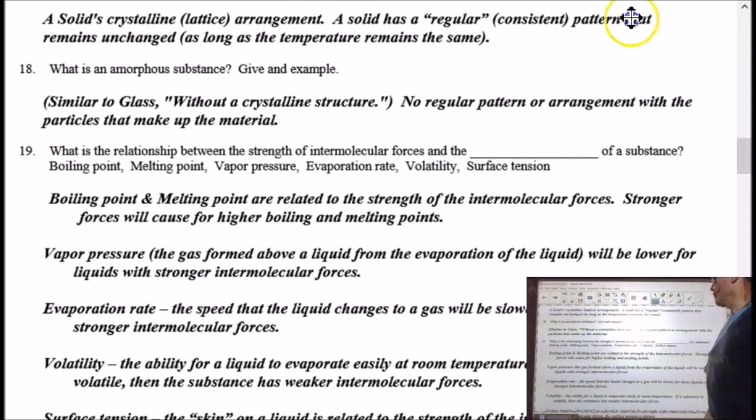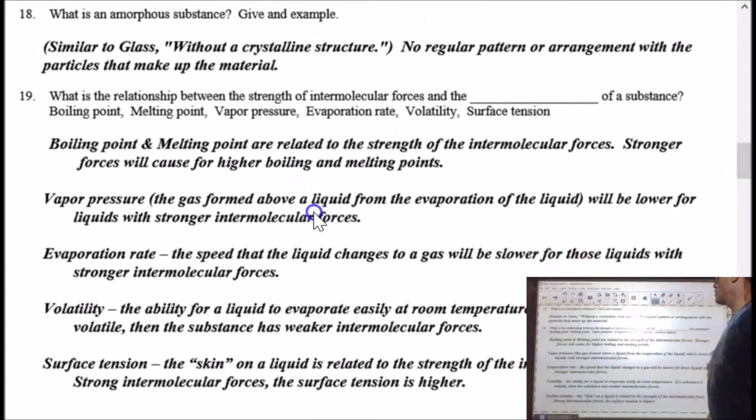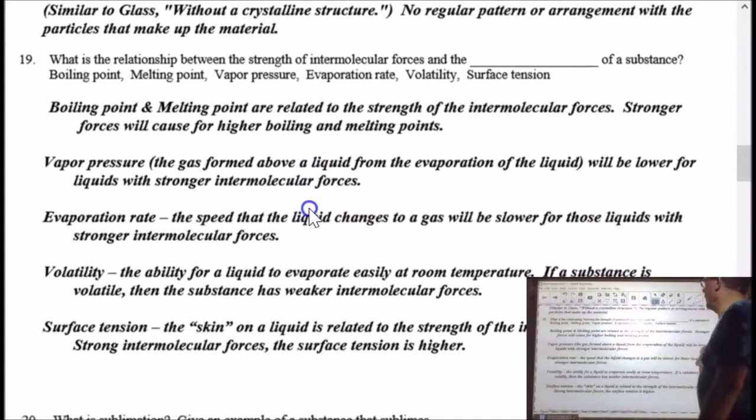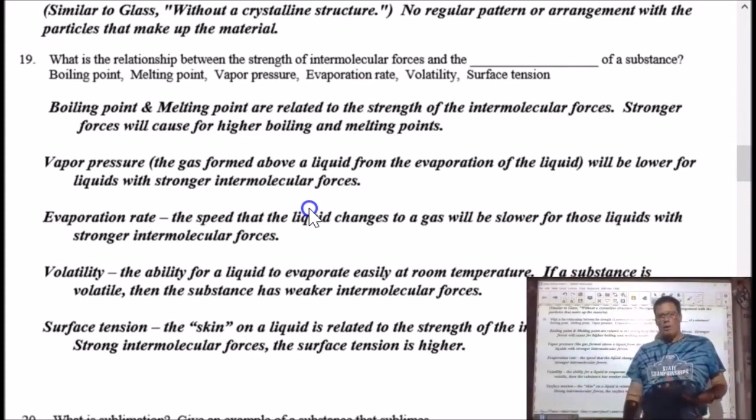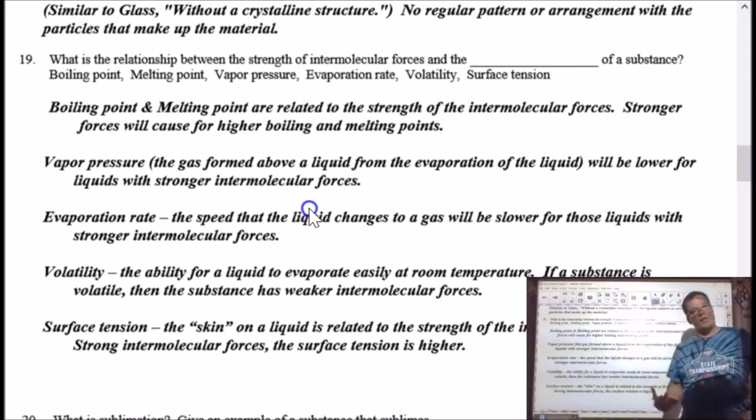Number 19, what is the relationship between the strength of an intermolecular force and the boiling point and melting point of the substance? So again, I have on here boiling point and melting point. The stronger the intermolecular forces, the higher the boiling point, the higher the melting point for that substance.